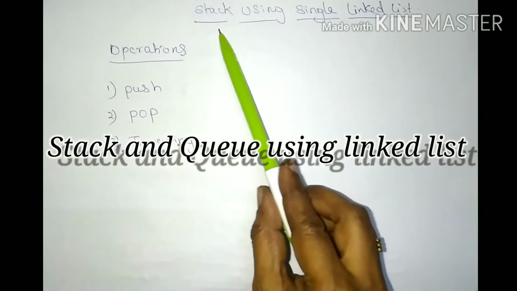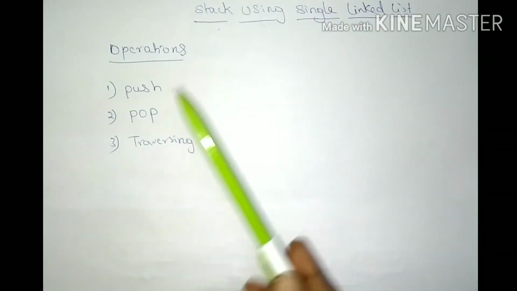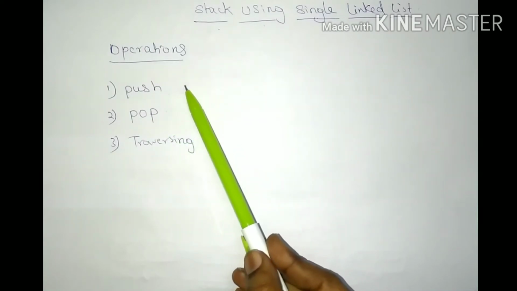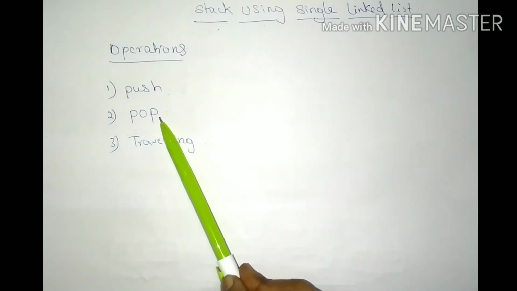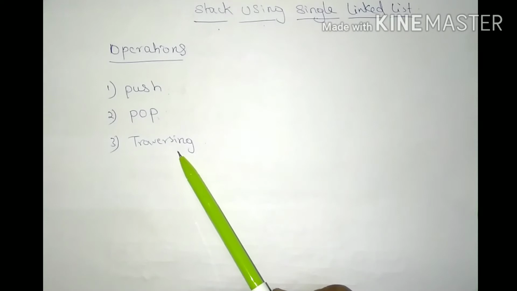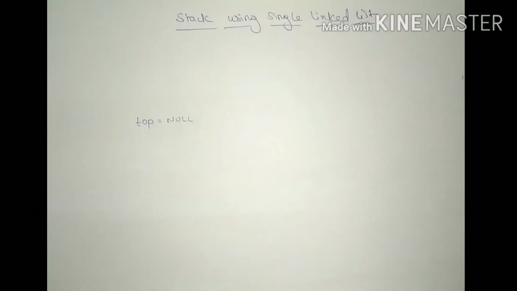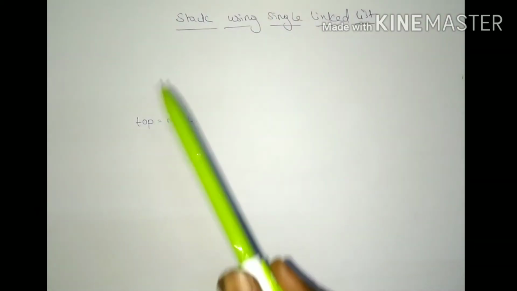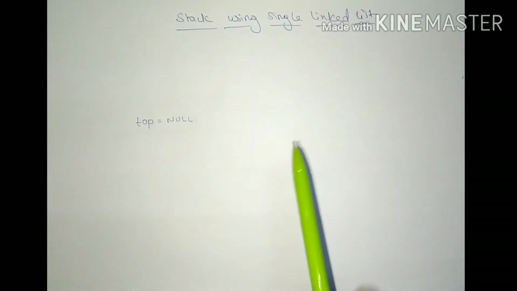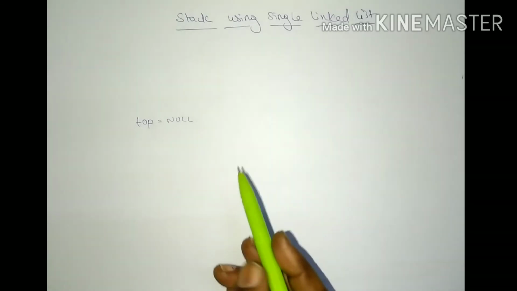So let us see today's stack using single linked list. The operations here are push, that is insert the elements into the stack, pop, delete the elements from the stack, and traversing, that is displaying the elements in the stack. Now let us see the operations of stack using single linked list, that is push, pop, and traversing.